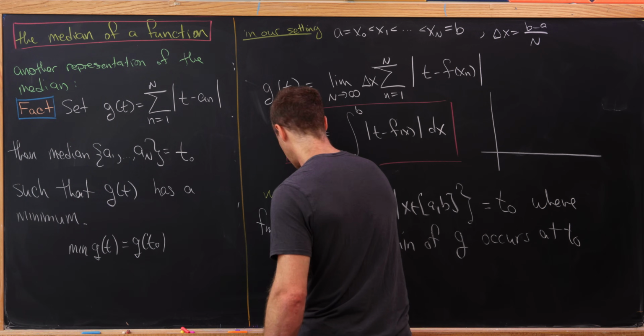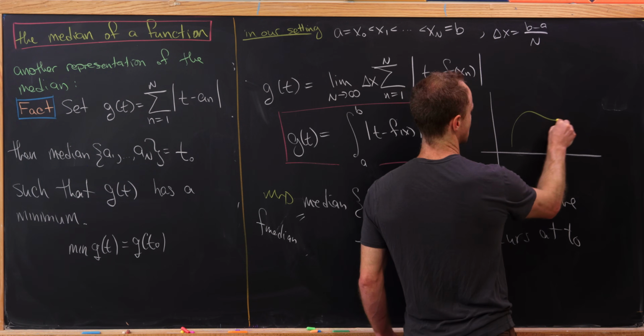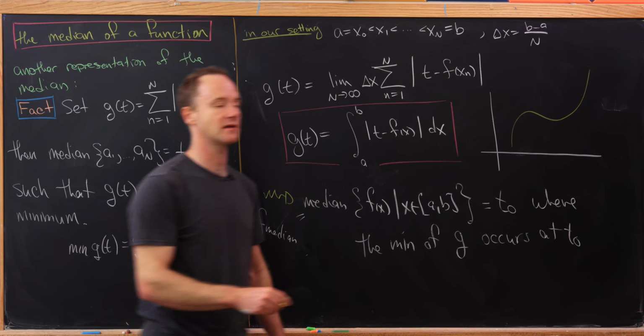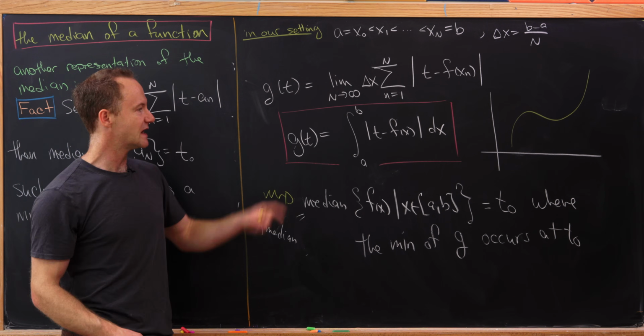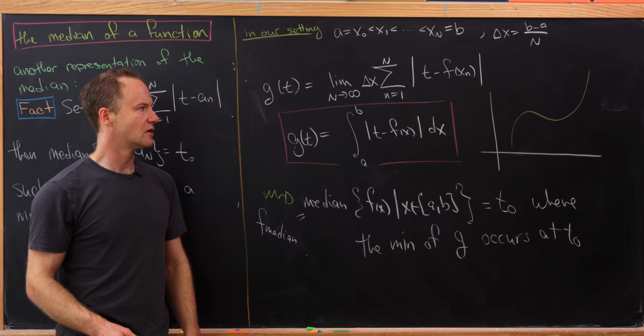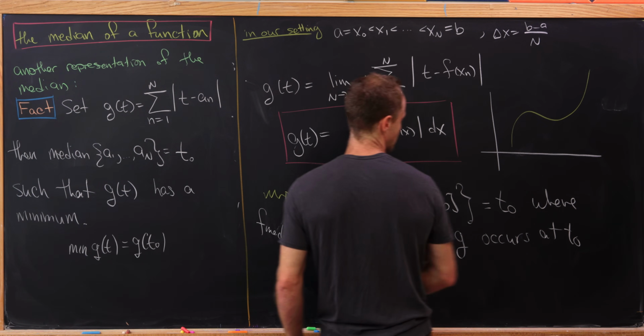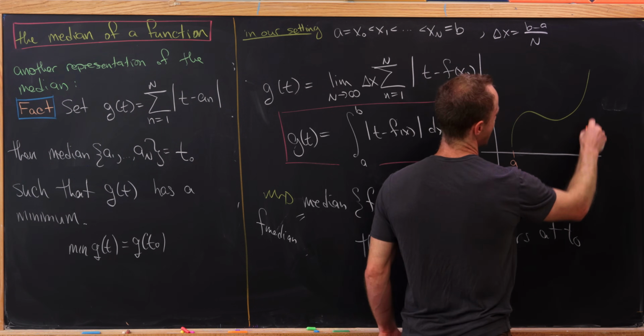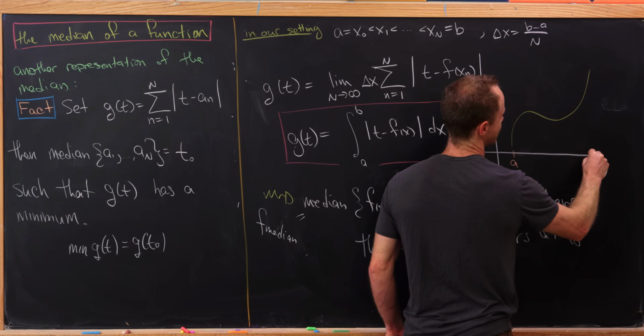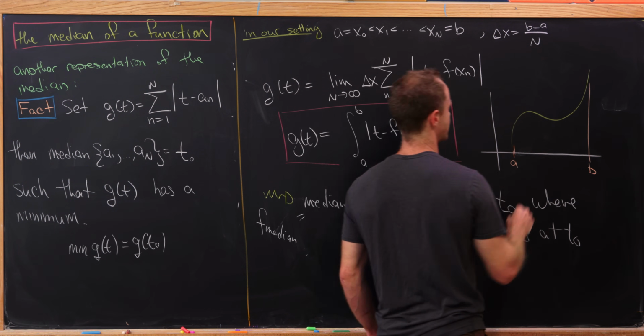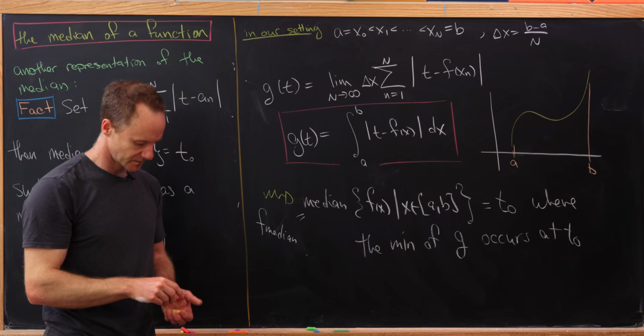So let's get a function on the board. So let's say our function is something like that. And if we want to minimize this function g, well, what's really going on here? Well, let's get an a and b on the board. And here's the lower bound of our interval a, and here's the upper bound of our interval b. So it's something like that.